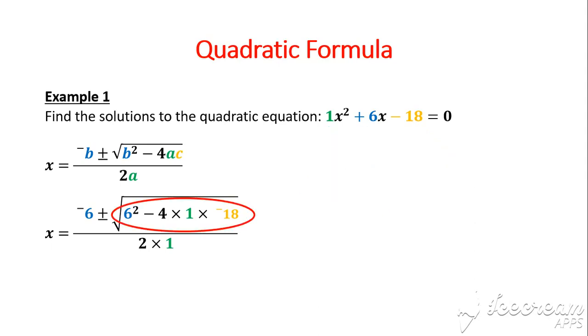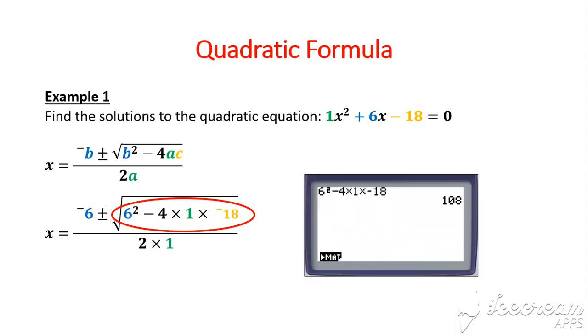Now, let's have a look inside the square root. The 6 squared minus 4 times 1 times negative 18. Let's grab my calculator and go 6 squared minus 4 times 1 times negative 18. That gives me 108. So we're going to simplify this down to negative 6 plus or minus the square root of 108, because everything inside the square root makes 108, all divided by 2 times 1, which is just 2.